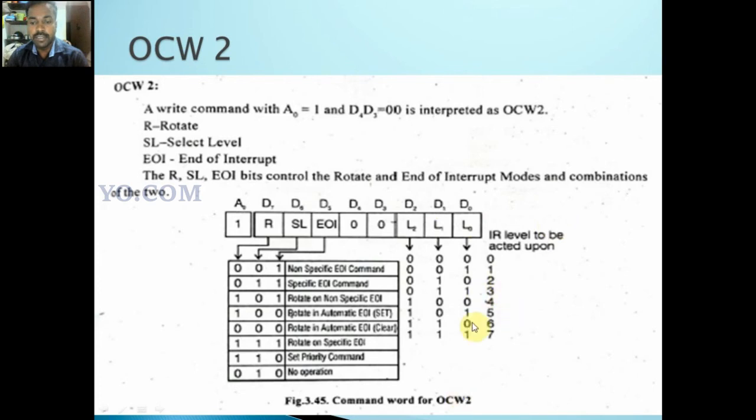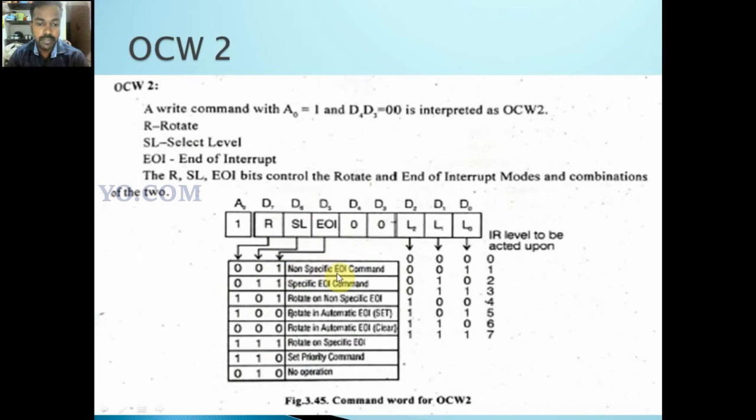00 and 01 mean no action. 10 means read interrupt request register on next RD pulse. 11 means read in-service register. And here D2 is P, that means poll or no poll. If it is 1, it is a poll command; 0 means no poll command.